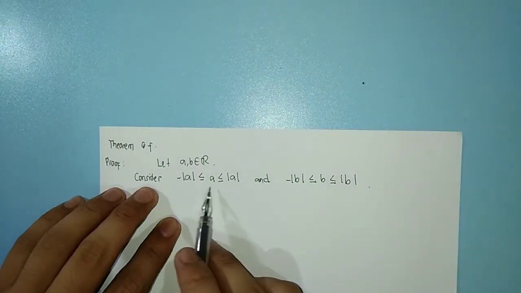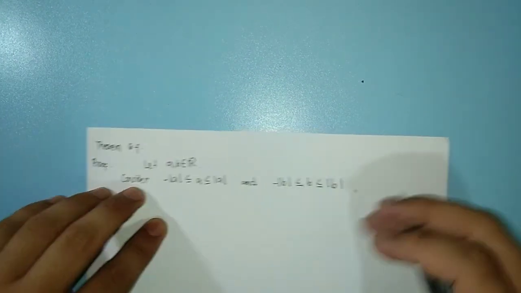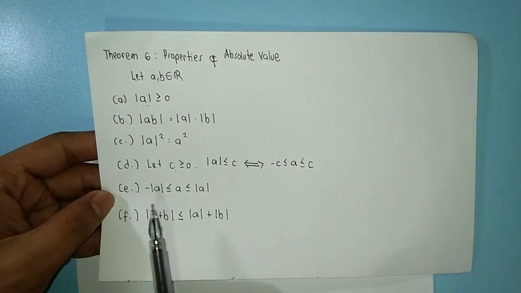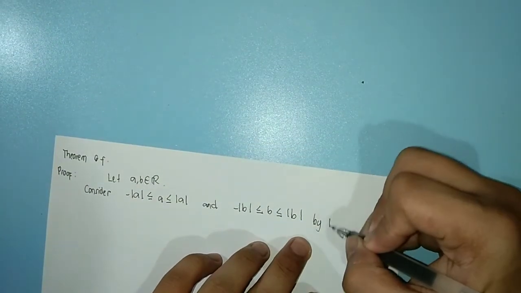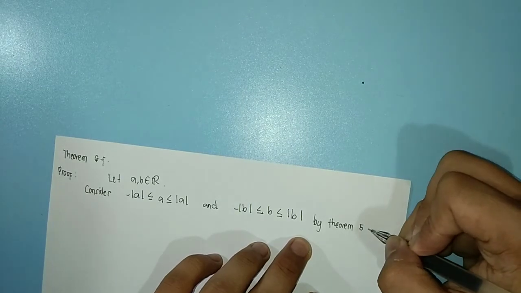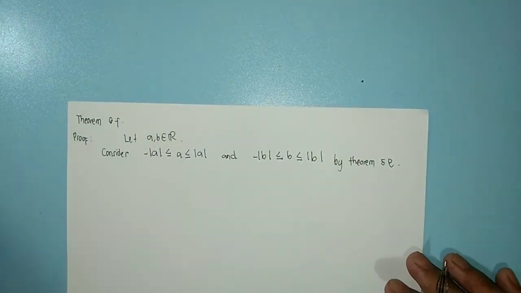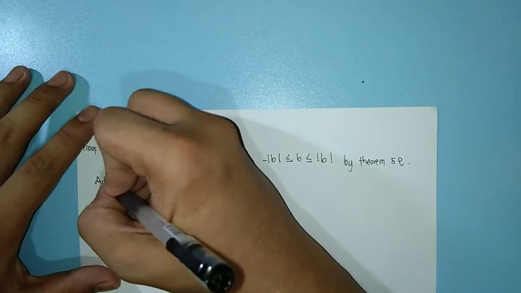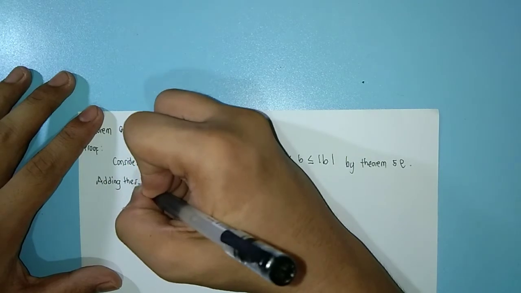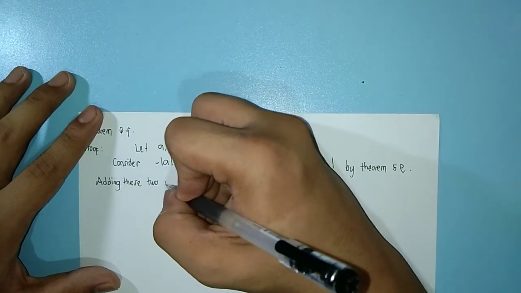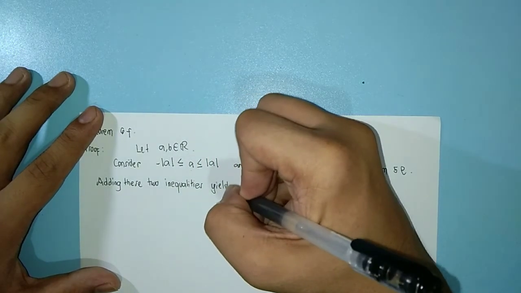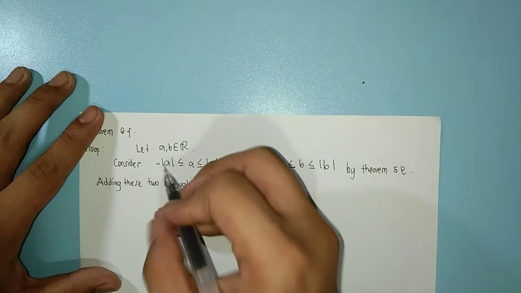So, saan ko nakakuha yung information na to? Galing to sa theorem 5E natin, 'di ba? Sa kahit anong real number, true statement to. Okay? By theorem 5E. Now, i-add natin tong dalawang to. Adding these two inequalities yields. So, ano magiging result natin dyan?